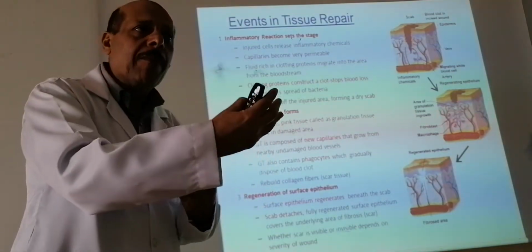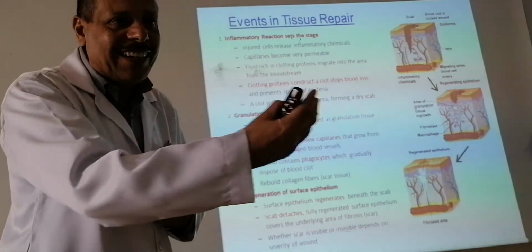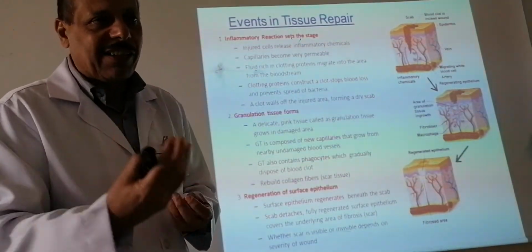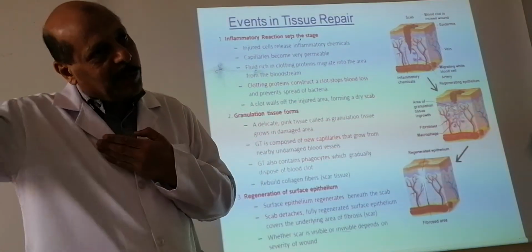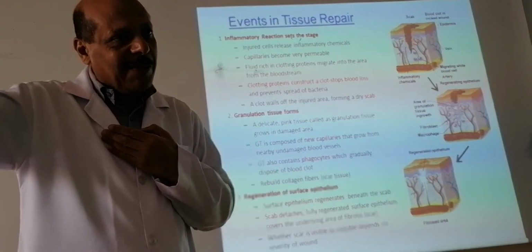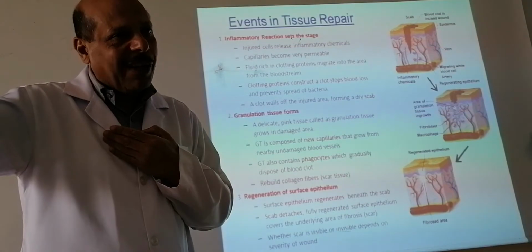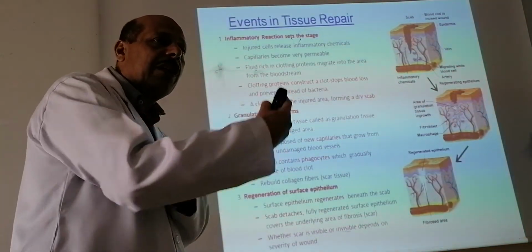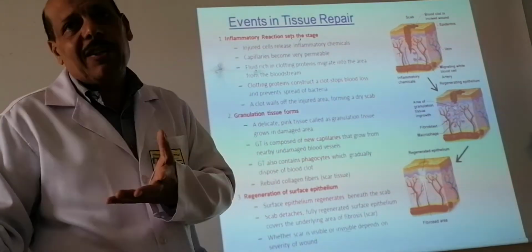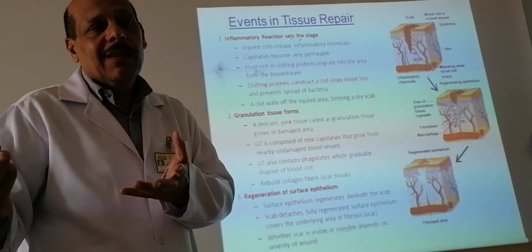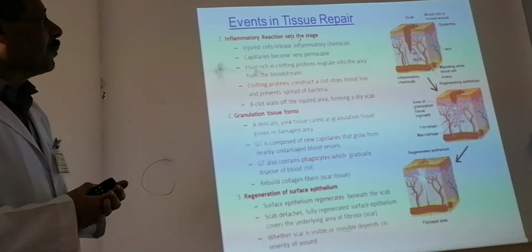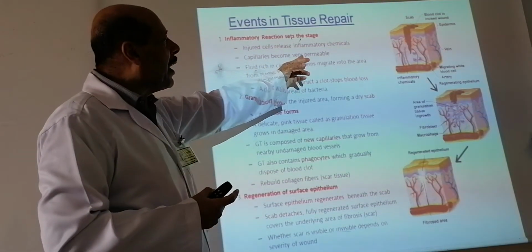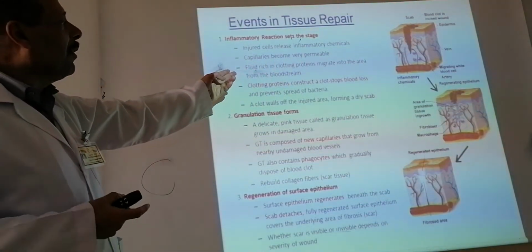So the destructed cells and the end product of destructed cells will go out as a waste product, and the nutrient will be sent in order to be used for building material for new tissues. Capillaries become permeable.